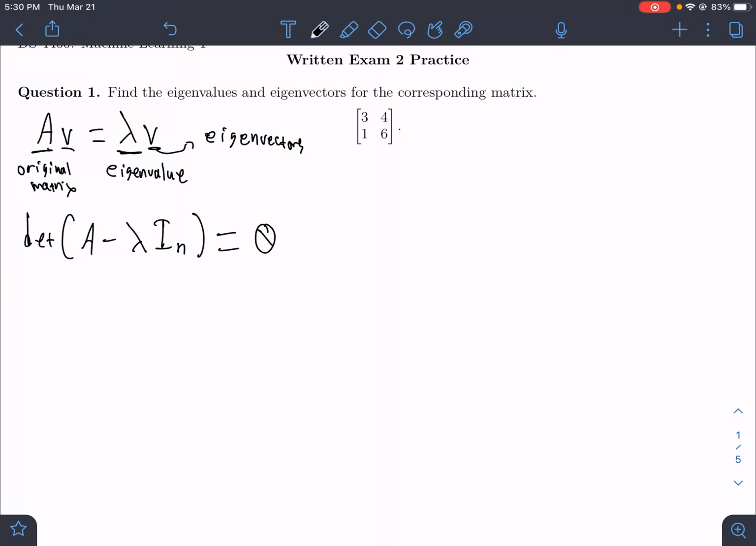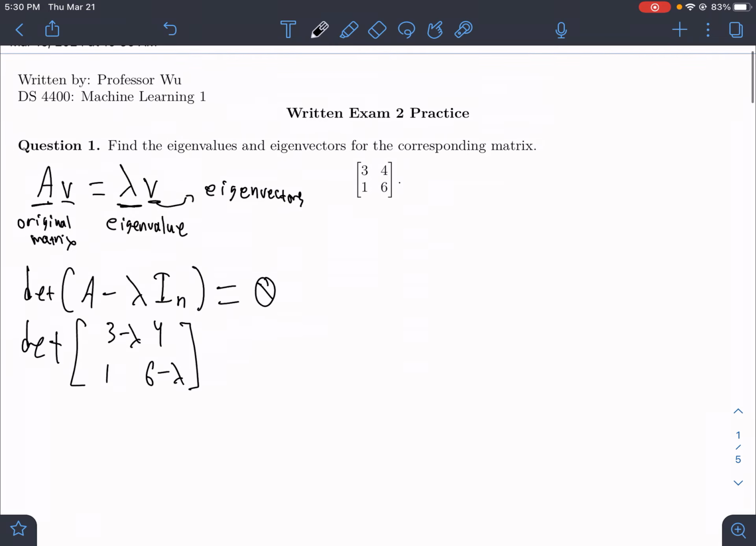So we have determinant of 3 minus lambda, 4, 1, 6 minus lambda. Now we need to find the determinant of a matrix. So for a 2x2, this is very simple, but for a 3x3, it's less so. So what I'm going to do now is go over a technique called Laplace expansion, which talks about how to find the determinant of a 3x3 in the most efficient way possible.